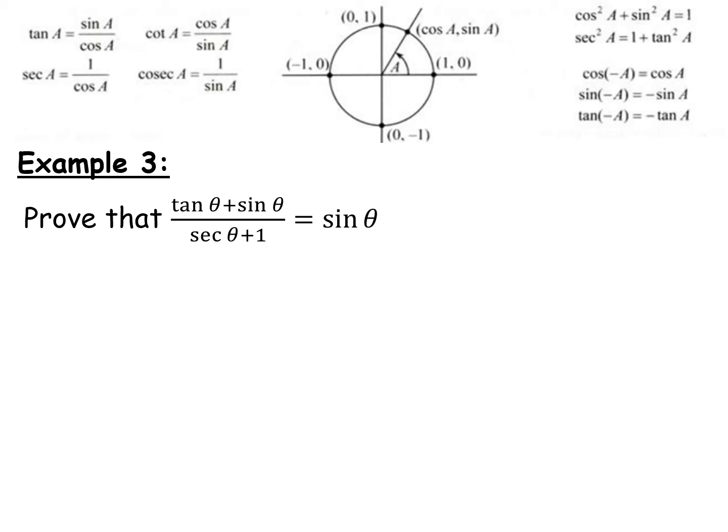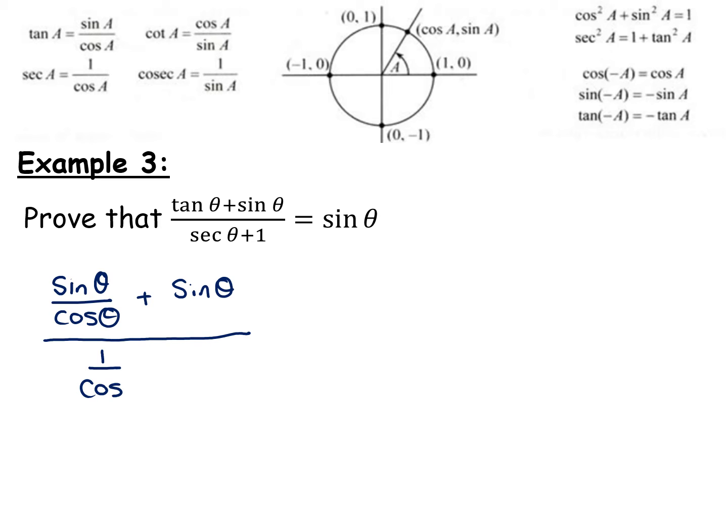So example 3, prove that tan of theta plus sine of theta all over sec of theta plus 1 is equal to sine of theta. So again, we're going to go straight into what we can substitute. So sine of theta over cos of theta plus sine of theta all over 1 over cos of theta plus 1. Not a huge fan of working with fractions like this, so I would always suggest that you break it into top line, bottom line.